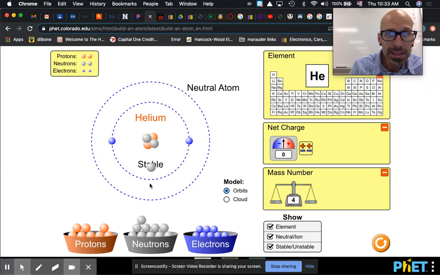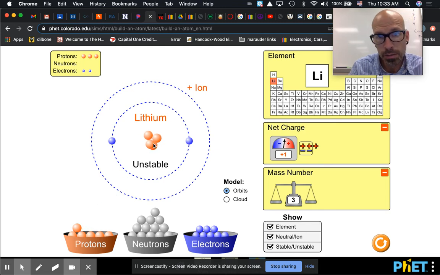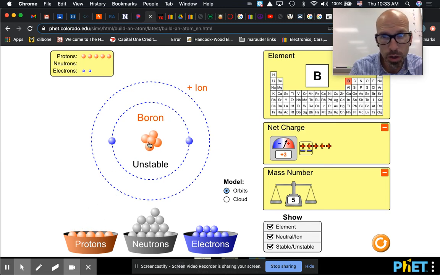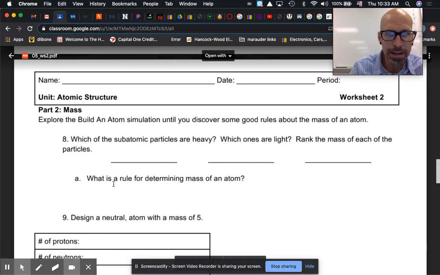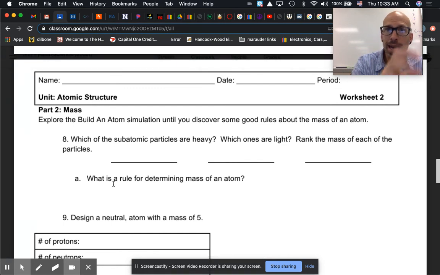Now, the biggest element you could have with a mass of 5 would be what? Let's see, lithium, beryllium, boron. Okay, now I've got 5. I can't put any neutrons in here if I use boron as my example because I'm already maxed out at a mass of 5. I'm also not neutral, so I have to fix that. Hopefully you were able to do that. And again, the conclusion here for the mass part is that protons and neutrons together determine the mass of an atom, not the electron.